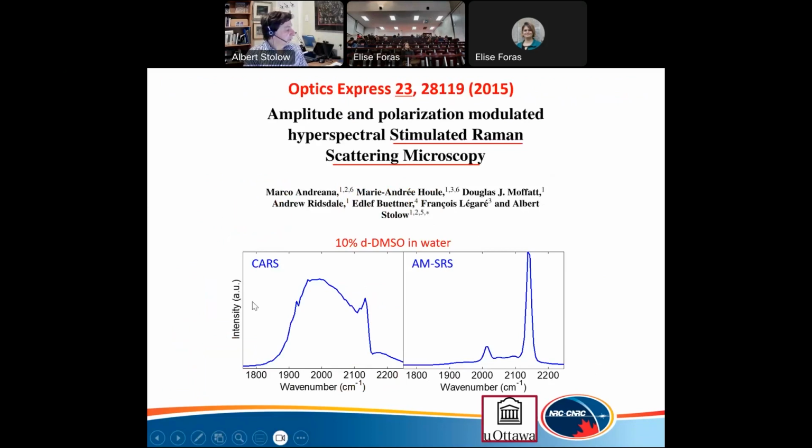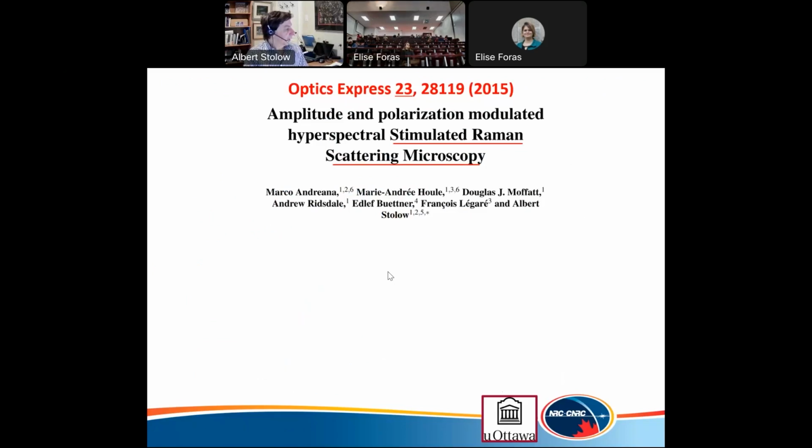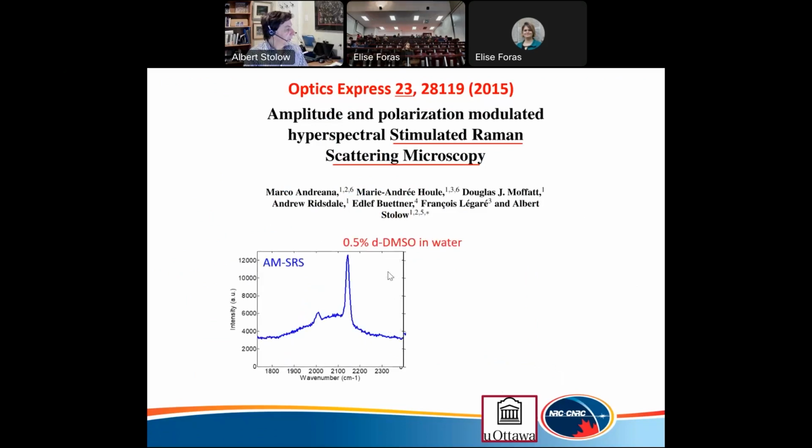I showed you this before. This is comparing the CARS with the amplitude modulation, SRS, stimulated Raman scattering. Amplitude modulation where I'm simply turning the other laser on and off. And that's the non-resonant background in CARS. If I lower the concentration and I do amplitude modulation SRS, I get the Raman peaks, but I have this background, which I argue to you is due to cross-phase modulation.